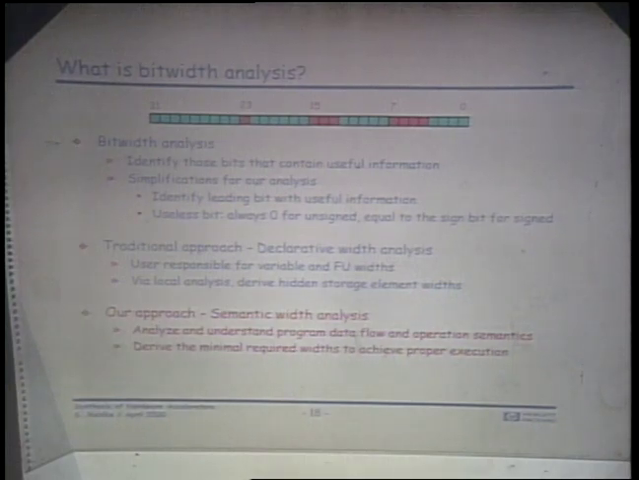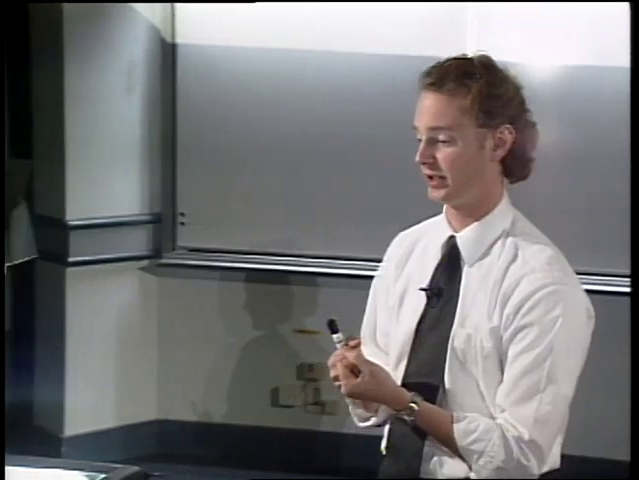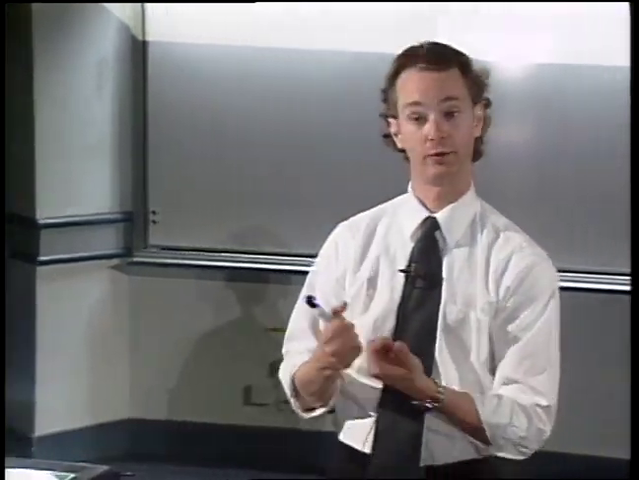The red bits change. So the green bits can have any value. They can be, you know, 10101, but they're fixed. They never change during the execution, whereas the red ones are the ones that are changing. So ideally, what bit width analysis would I want to do, it would want to identify the red bits. So in this case, I have an 8-bit value.